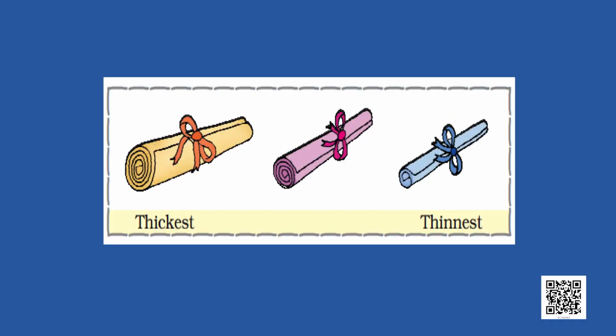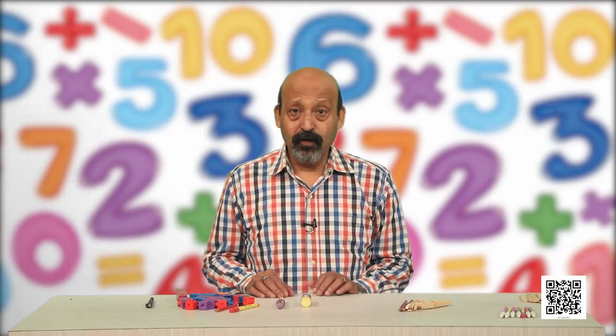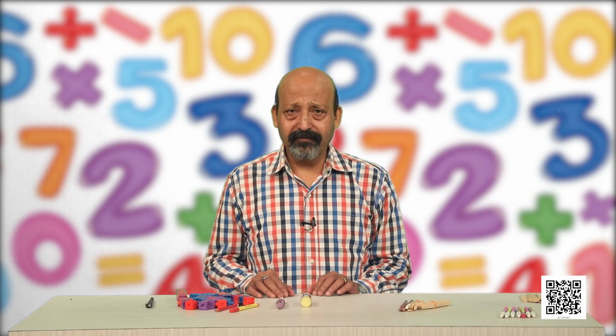There are these three objects shown on the screen. Now, tell which one is thinnest and which one is thickest out of these three. Yes, it is written there. Let us now see. We use many other words in our daily life.